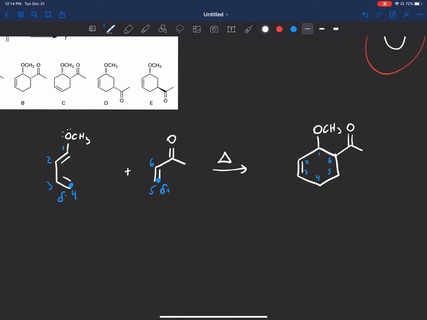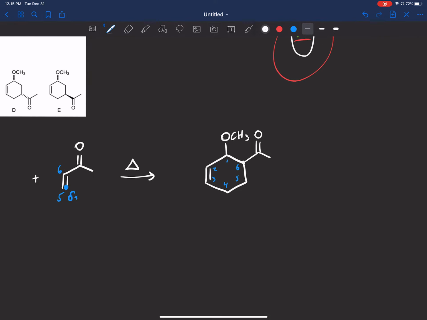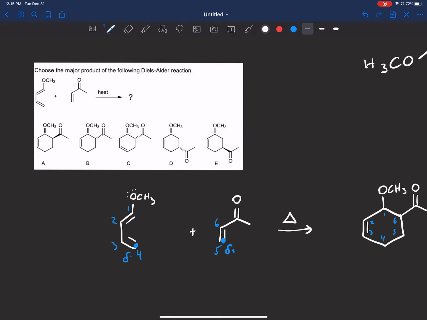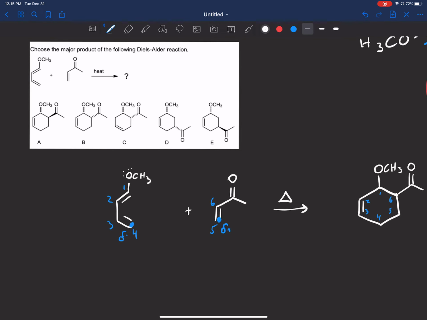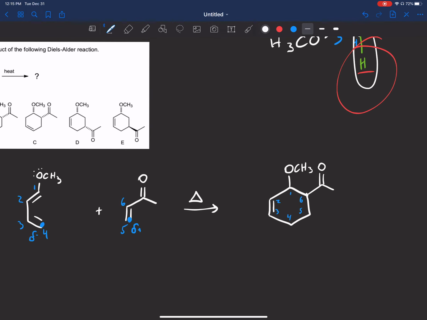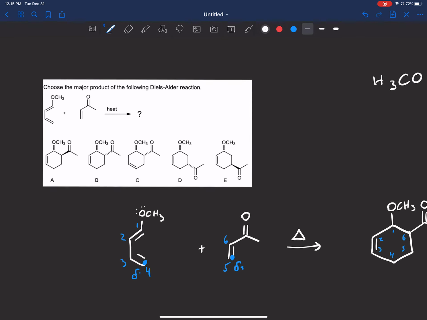So we want to connect our carbon 4 and our carbon 5. So that's exactly what we did. That negative is supposed to be connected to the carbon of that positive, right? So that's everything planar. Now they showed stereochemistry, so we usually want to always show stereochem. And they're asking for the major product.